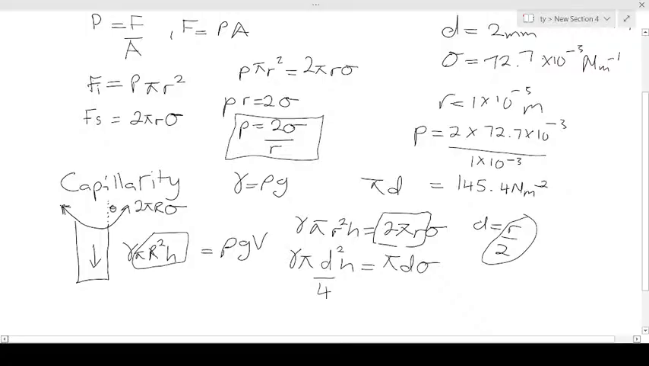So now, if you want to find the capillarity, which is basically the rise of the fluid in a medium, which is our H, what we are looking for, we are going to have 4d sigma all over gamma times d.